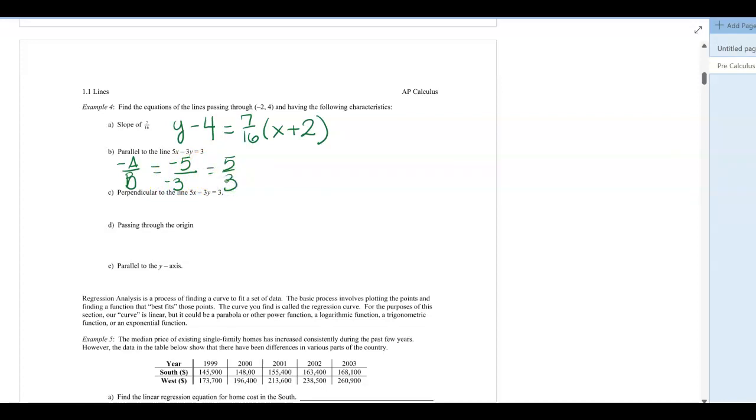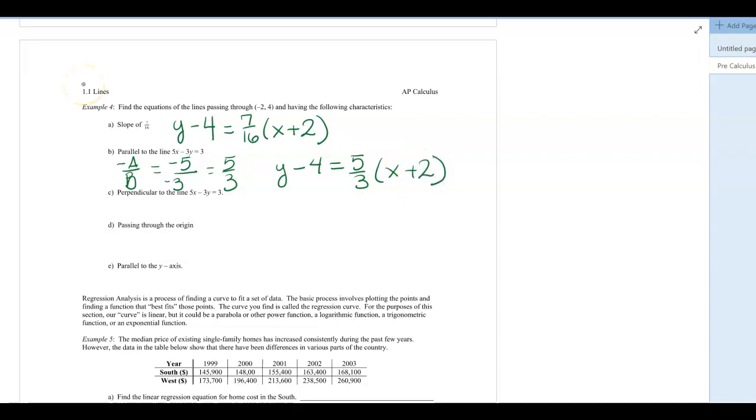So, cool. I have my point. I've got my slope now. So I've got y minus y sub 1, which is still 4, is equal to 5 over 3 times x minus x sub 1, which should still be that 2.